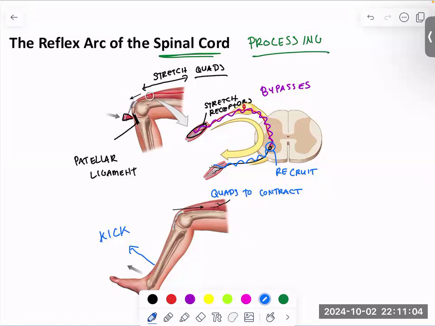This is why it feels weird. By hitting the patellar ligament, you activate a reflex arc. This is it. No brain required. That's why when you kick, when the reflex happens, it feels weird. You're like, I didn't tell my legs to kick. This is being controlled automatically by the spinal cord.